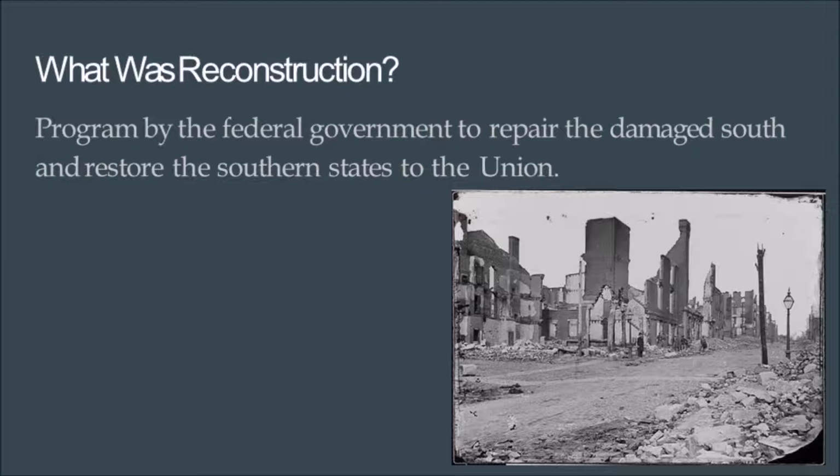So, what exactly is this Reconstruction? That, by the way, is an actual photograph of a war-torn Atlanta, to give you an idea of what things look like. And to give you an idea of how bad it was, Atlanta was the largest, richest, most important city in the South. Its nickname was Terminus, because all the railroads met in Atlanta. If you went anywhere, you had to go through Atlanta.